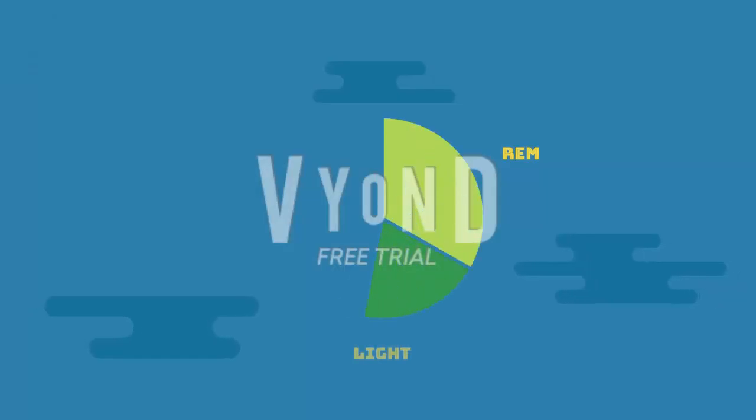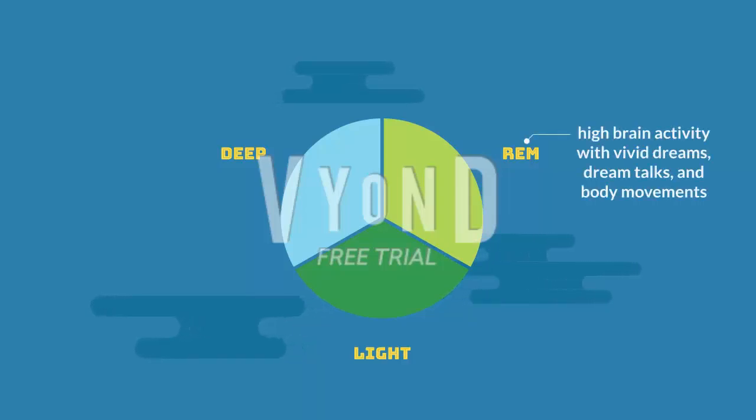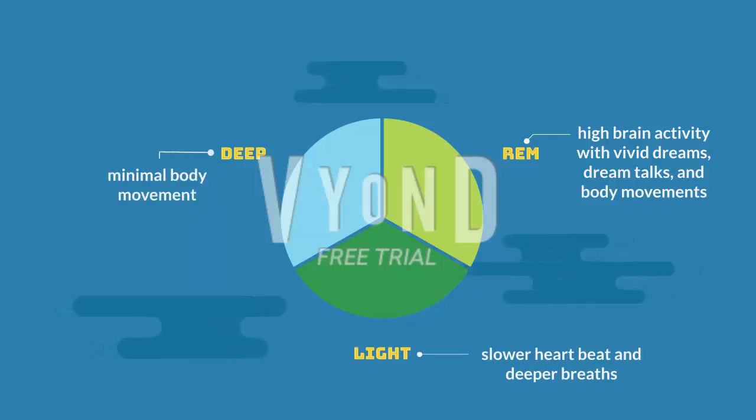The process of sleeping consists of rapid eye movement sleep, light sleep, and deep sleep, and the different stages in the process can be illustrated by different biological signals. In rapid eye movement, high brain activity can be observed with dreams, dream talks and body movements. Light sleep is represented by slower heartbeats and deeper breaths. Minimal body movement is observed in the deep sleep stage. These biological signals can be used to help us determine sleep quality.